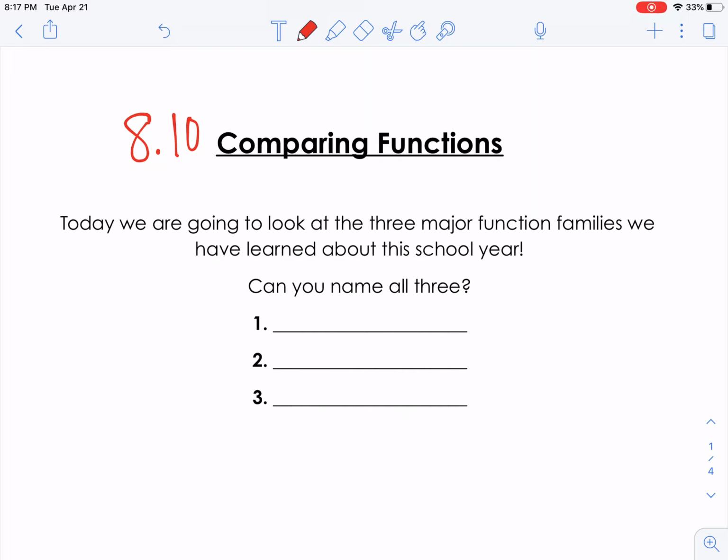Can you name all three of the major function families we've learned this year? You should be able to. But if you can't, from the very beginning of the year, we started with linear functions. That's y equals mx plus b, right? Then next we did what are called exponentials, but I'm going to list it as third.